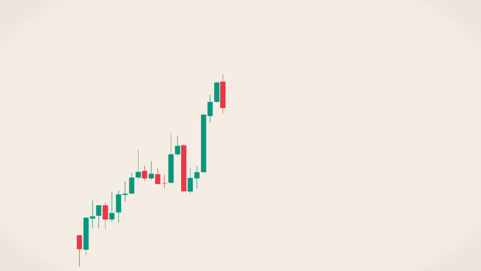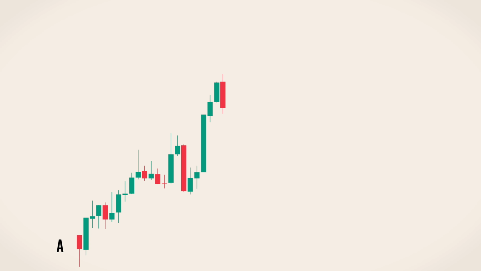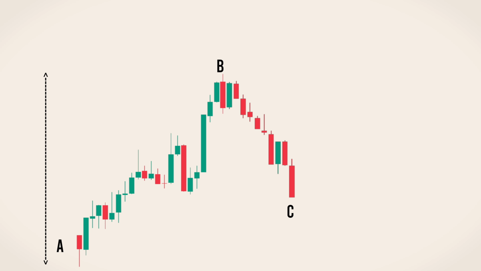Let's look at swing targets first. The theory here is simple. If the market advances vigorously and then retraces, the next leg of the move should be at least equal to the height of the previous channel. Imagine a rally from point A to point B. That is your initial move. Then, the market pulls back to point C. To find your swing target, you take the vertical distance of A to B and swing it or project it, starting from the low at point C. This gives you a mathematical objective for where the next wave should end.